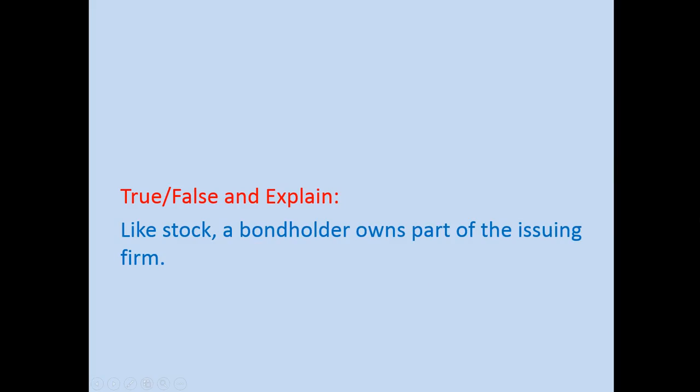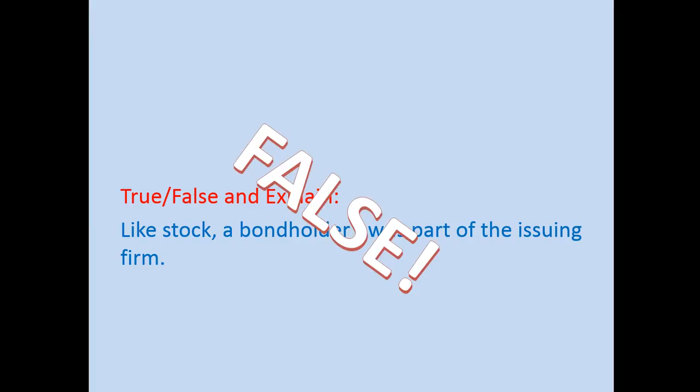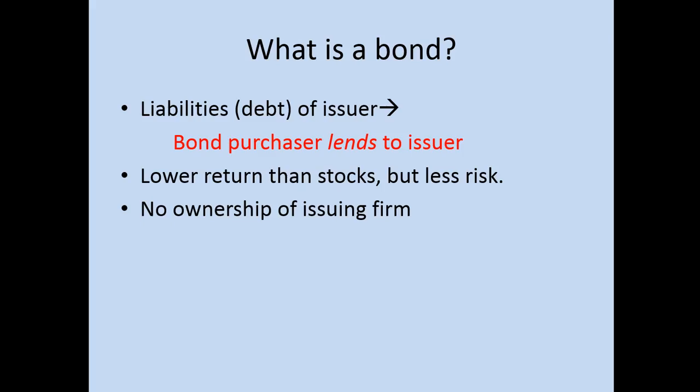All right, let's try another true false. Like a stock, a bondholder owns part of the issuing firm. That is also false, right? As a bondholder, you don't own anything. You don't have any ownership of the firm. You don't have any voting rights. You're simply lending to the firm.